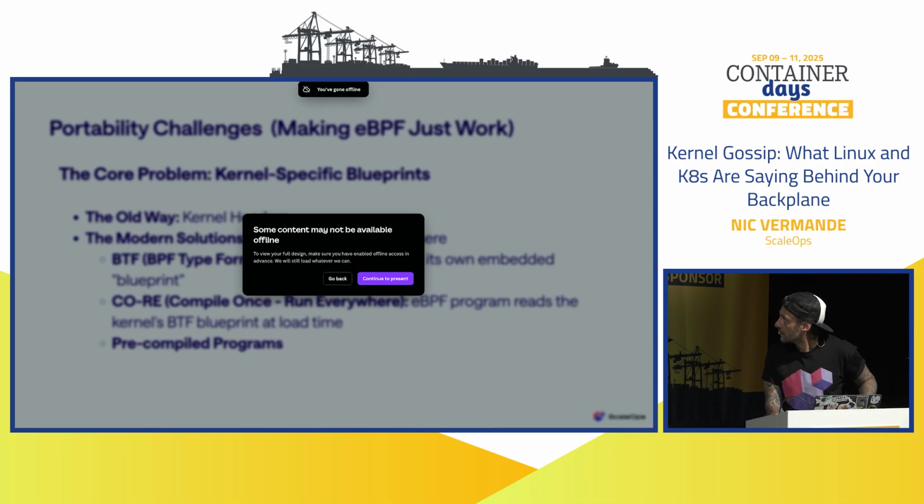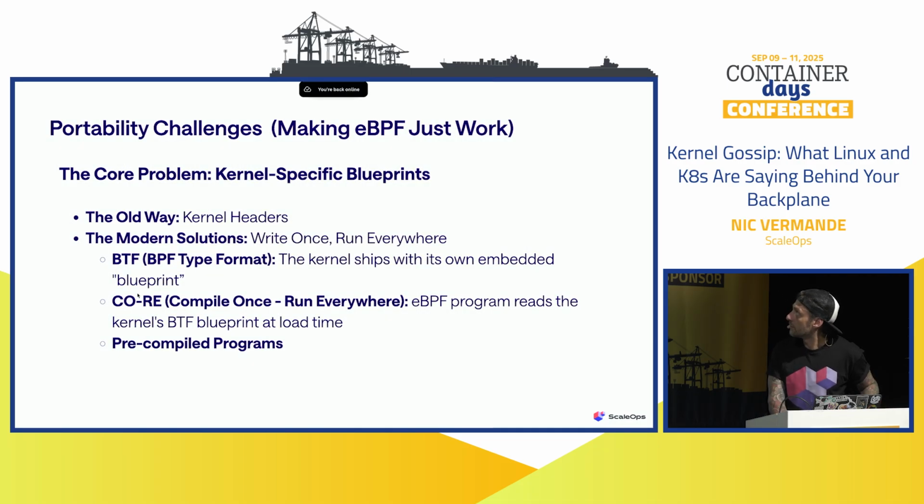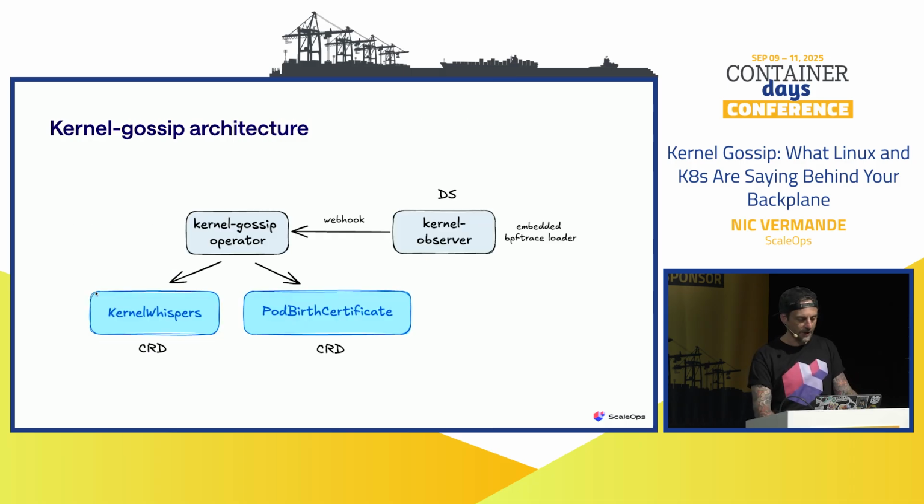Oh, the Wi-Fi is a bit flaky, I'm sorry. So the kernel ships with its own embedded blueprint, so you don't need the kernel headers. And there is also a way to pre-compile your eBPF program. Essentially, except if you use a very old version of bpftrace, you may have to download the kernel headers, or if you use a very specific tracepoint. But it's not a major problem today.